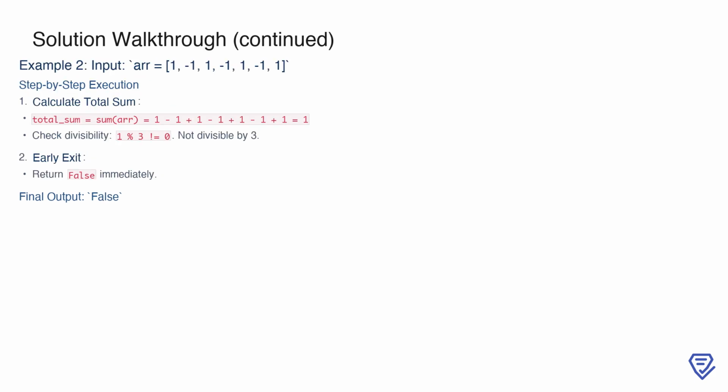In this example, the input array is 1, -1, 1, -1, 1, -1, 1. The first step is to calculate the total sum of the array, which is 1 - 1 + 1 - 1 + 1 - 1 + 1 equals 1. Next, we check if this total sum is divisible by 3. Since 1 % 3 does not equal 0, it is not divisible. This means it is impossible to split the array into 3 parts with equal sums. With this early realization, we can immediately return false without any further processing, as the required condition of divisibility is not met. The output for this example is false.